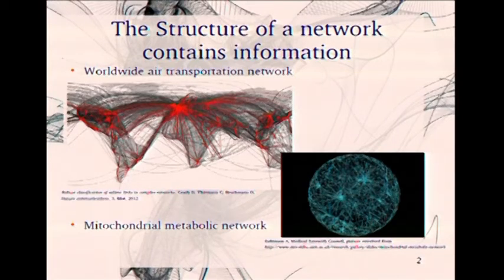We have the mitochondrial metabolic network, where the nodes are metabolites and two nodes are connected if there is a biochemical reaction that transfers one metabolite to another. Other researchers studied the structure of this network to unravel novel drug targets. So also interesting. We have networks, and if we study the structure of the networks, we obtain useful information.